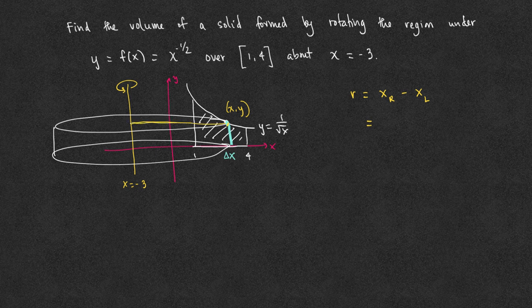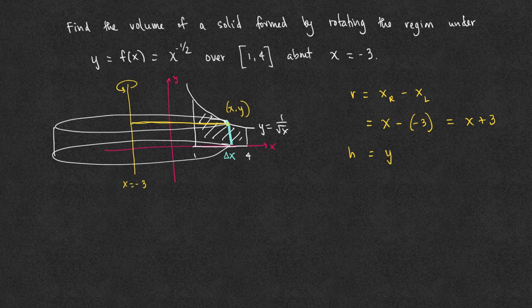This horizontal line segment ranges from x equals negative 3 to x. And so the distance of this horizontal line, which is the radius, is x minus negative 3. X on the right minus x on the left. Simplifying this, we have x plus 3. The height is the value of the function, which is simply y in this case.